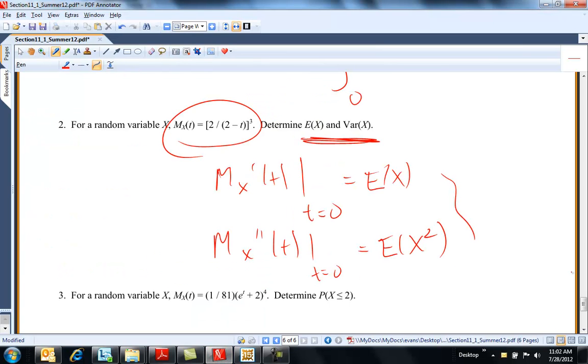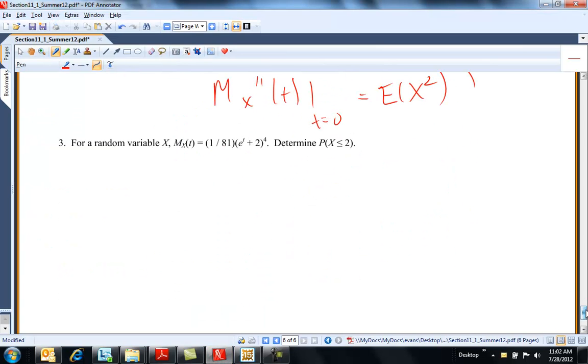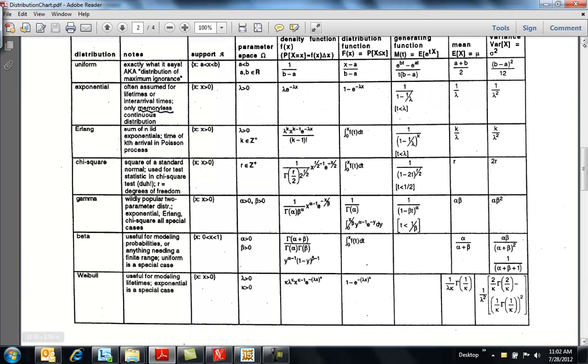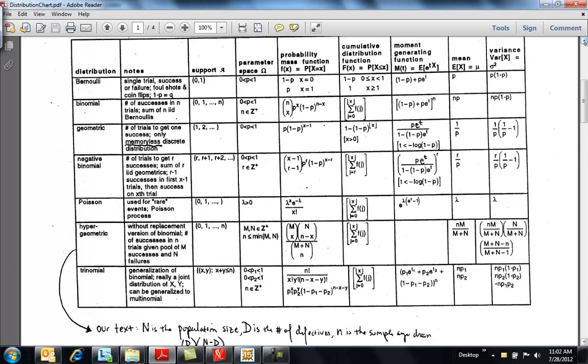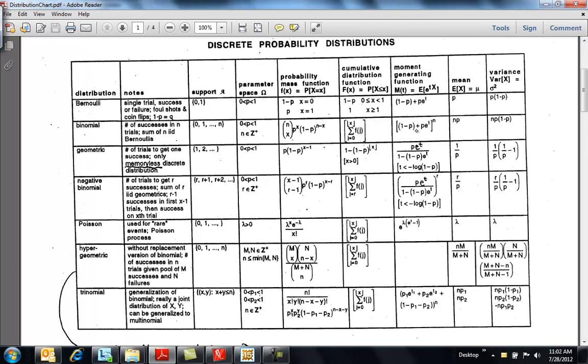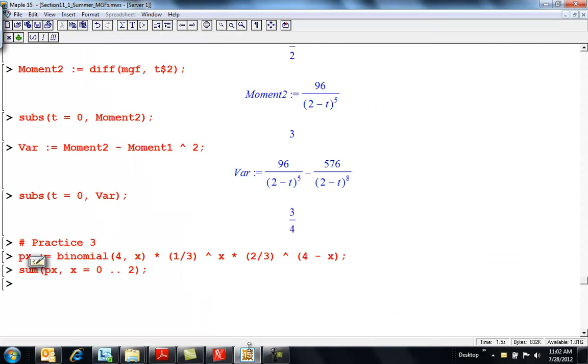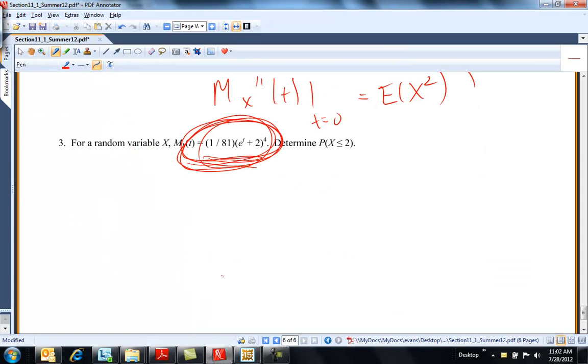Okay, last guy. This is a recognition. I don't know, that's why I have to go back. This is the moment generating function of a binomial. You can go back and check on that list. Maybe I have it up here if I have the binomial quick. Yeah, there's the binomial. 1 minus p plus p e to the t, to the n. Let me see. So, yes, that would make sense.